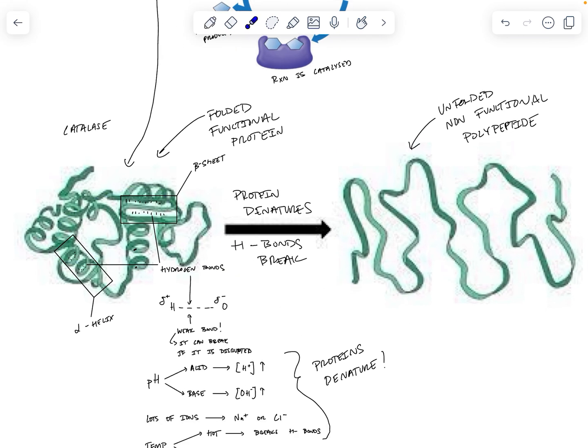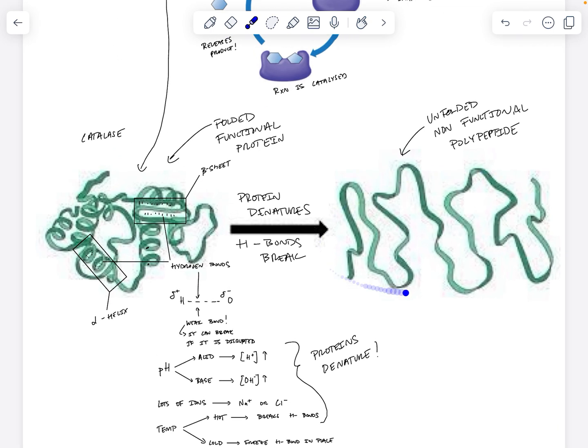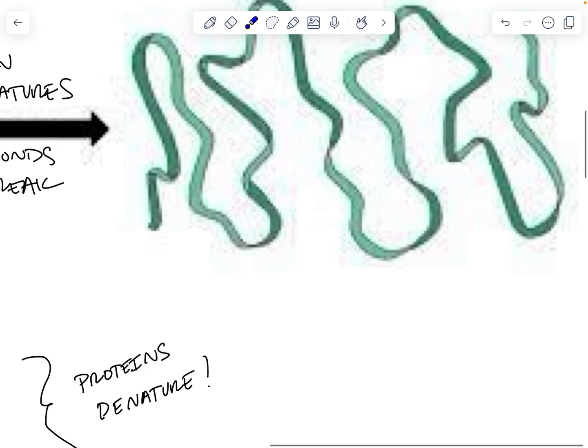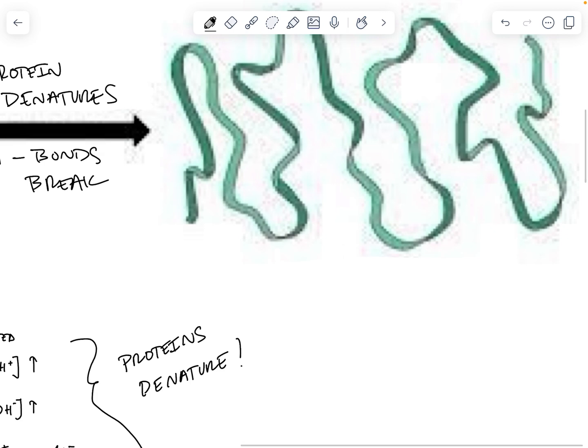So here, all of the hydrogen bonds have broken, and so the shape of this enzyme has been lost. It's now just a long, straight chain of amino acids, and it's no longer folded in its specific shape to have its active site fit the substrate. So now we're left with a broken protein. Can't do its job anymore, can't catalyze its reaction. And this process is irreversible.